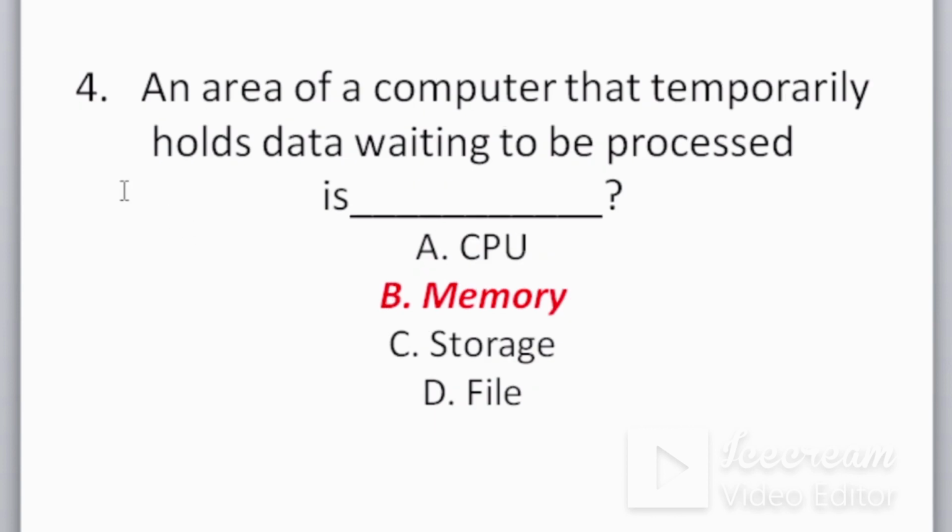Number 4, an area of a computer that temporarily holds data waiting to be processed is dash. A, CPU. B, memory. C, storage. D, file. The correct answer is memory.